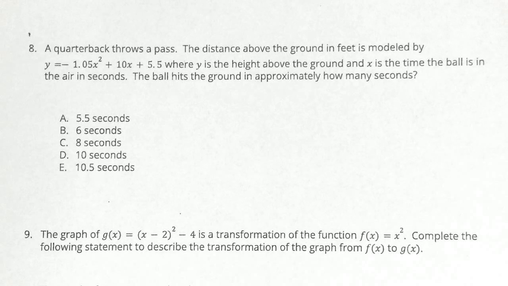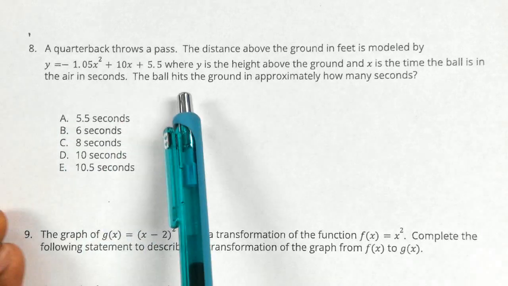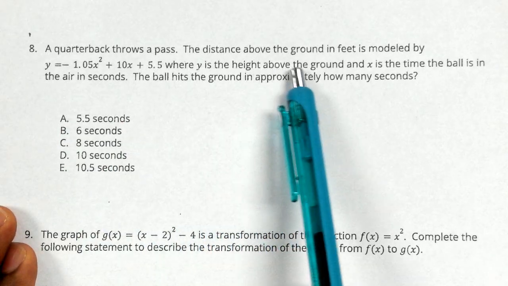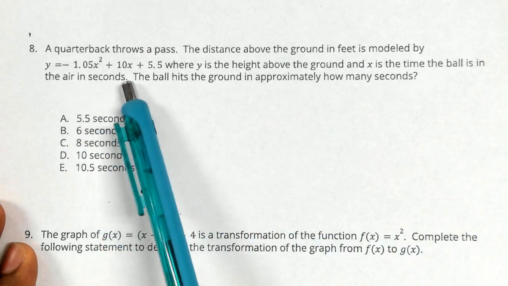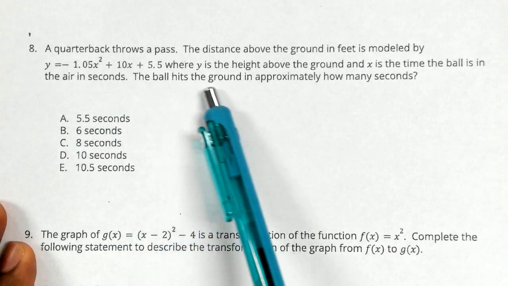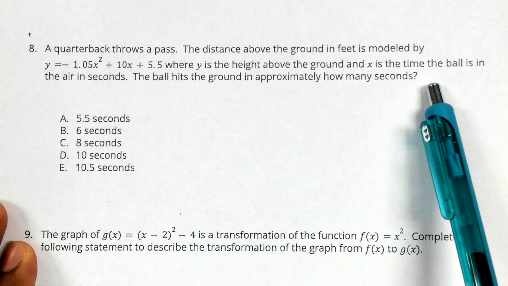Question number 8 says, a quarterback throws a pass. The distance above the ground in feet is modeled by the equation, where y is the height above the ground and x is the time the ball is in the air in seconds. The ball hits the ground in approximately how many seconds?